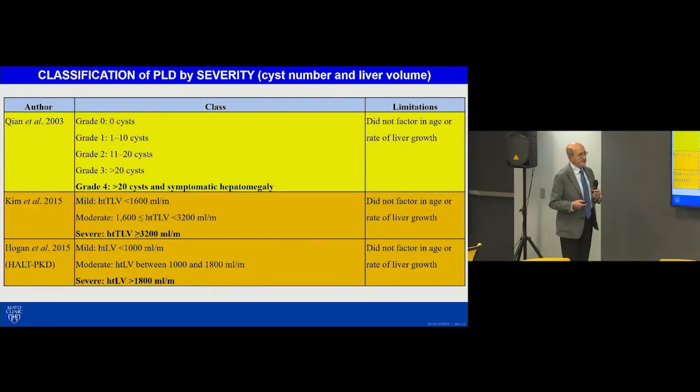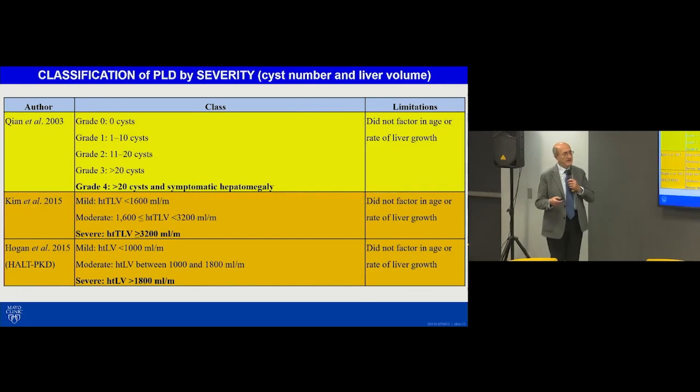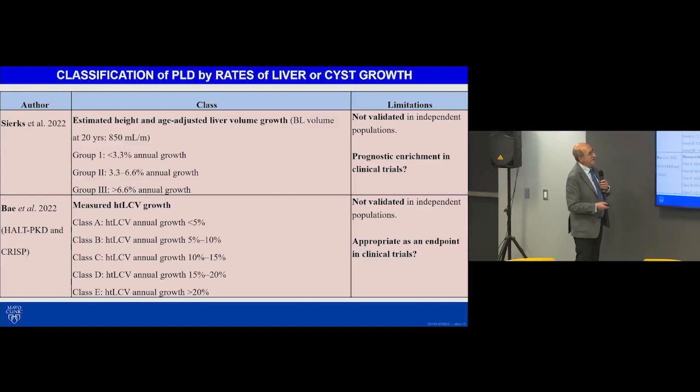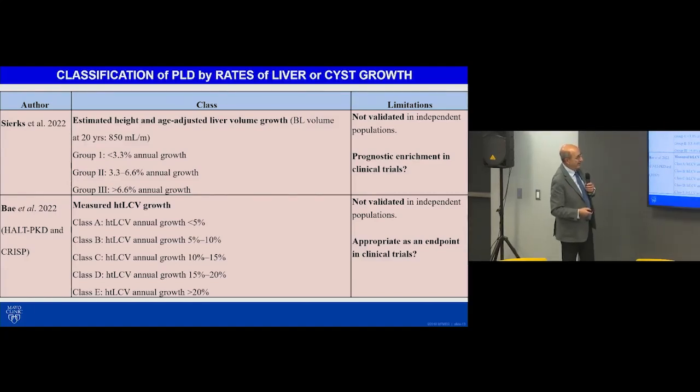Now, there are many classifications of polycystic liver disease. One classification is based on the hepatomegaly, basically the number of cysts and the liver volume. And these are the three classifications shown here. These classifications are not very helpful because they don't take into account the age of the patients, so they are not adjusted for age. That's different from the kidney classification, for example, the Mayo imaging classification. Other classifications are based on the rate of growth of the liver, or the rate of growth of the cystic volume. And these are the CIRCs and the type A classifications.